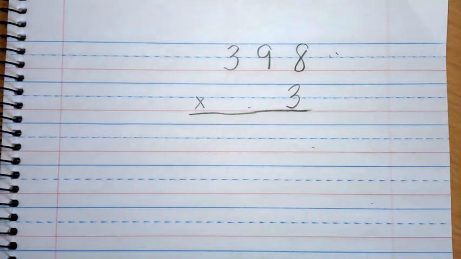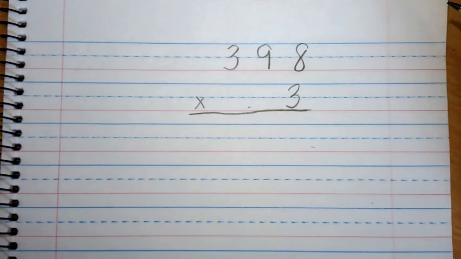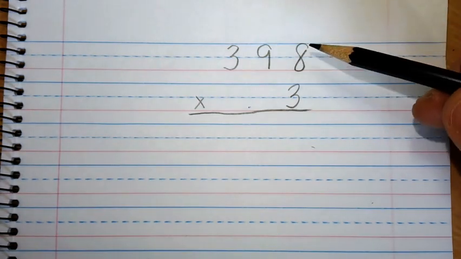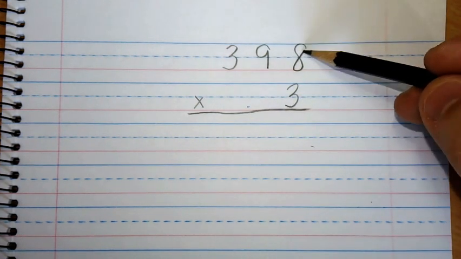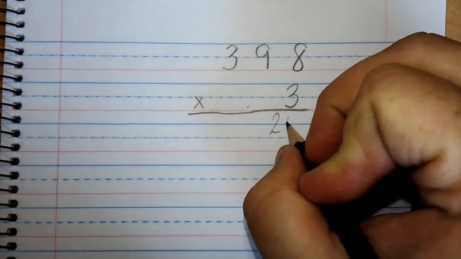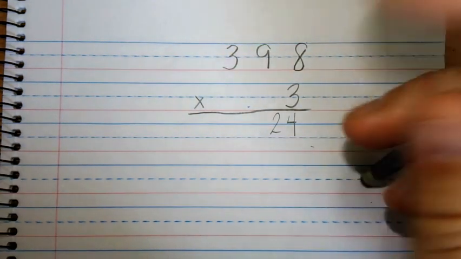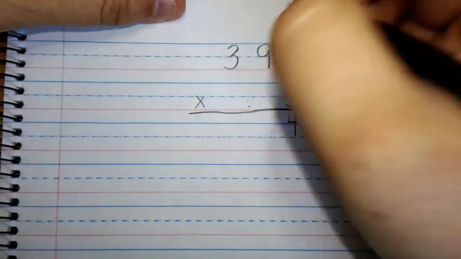So we've got 8 times 3. And again, if you're not exactly sure, make sure you find a way to figure out what these multiplication problems are. But 8 times 3, we've got 8, 16, 24. Can I write 24 here? No, I cannot. I've got to take this 2 and bring it over as a regroup.